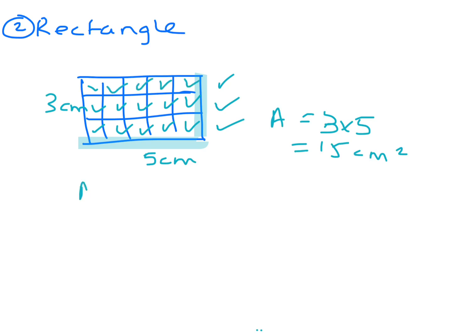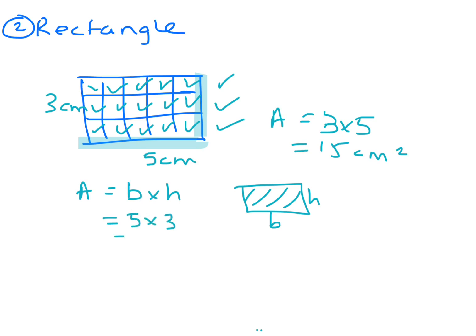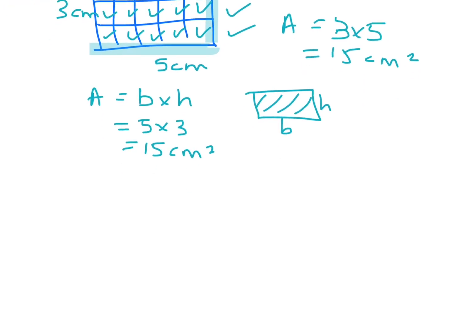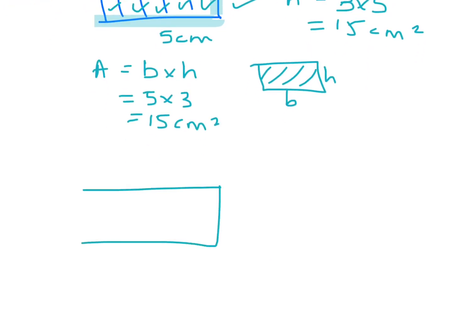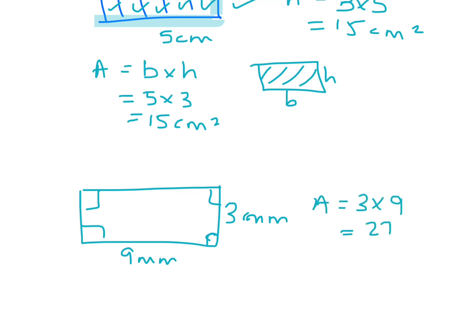Okay, so the area of the rectangle would just be the base times the height. We call this the base, we call this the height. So the area of the rectangle would be 5 times 3, which is 15 square centimeters. So if this was 9 millimeters and 3 millimeters, and it's a rectangle, then to find the area, you just go 3 9s, 27, so it would be 27 millimeters square.